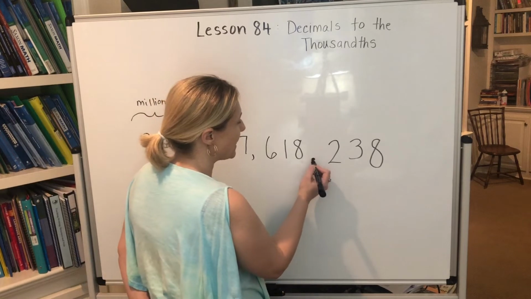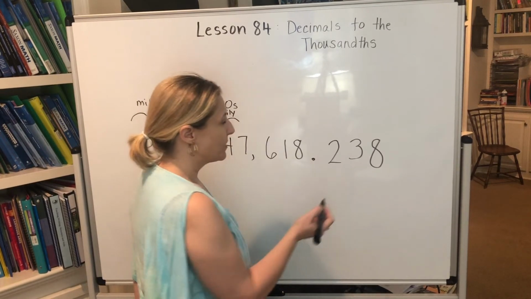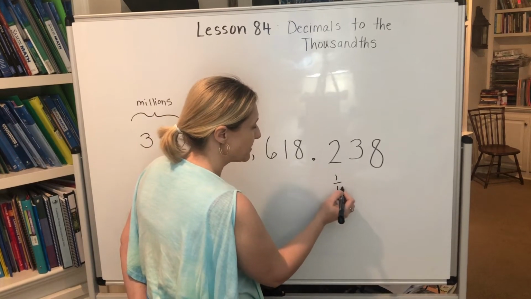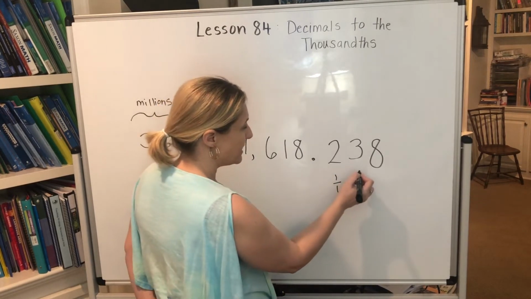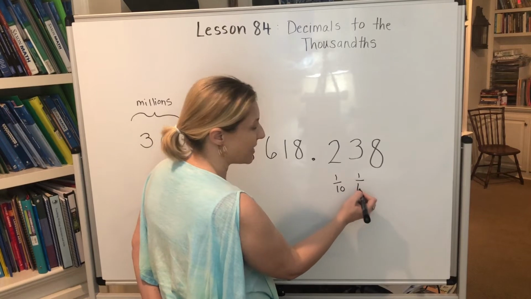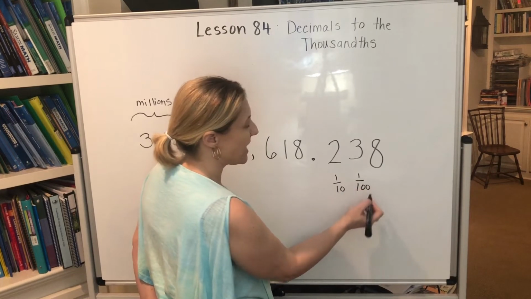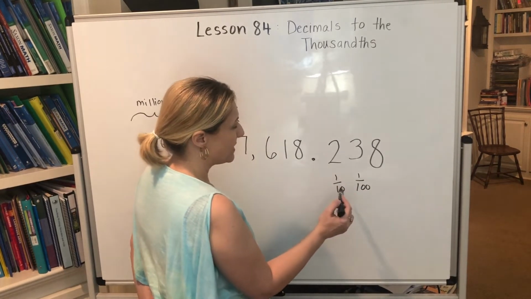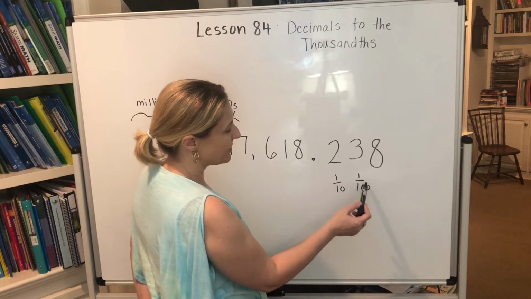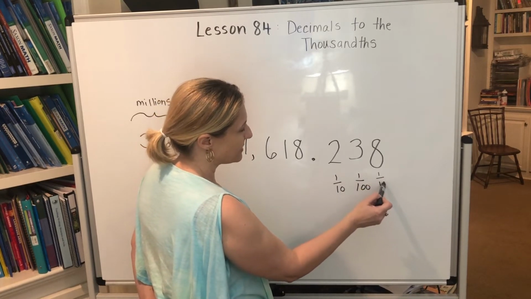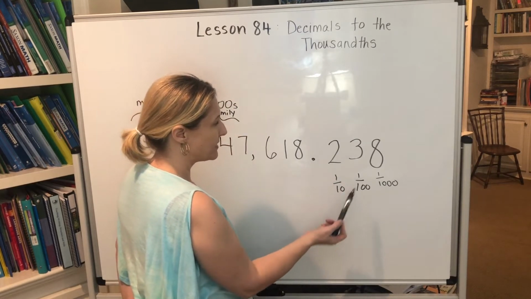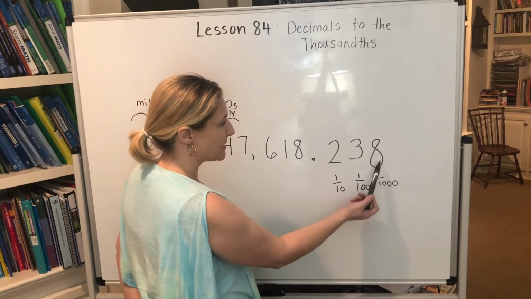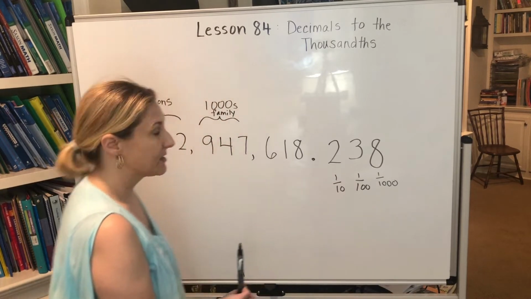Now, after the decimal, we have tenths. That's 1/10, so this would be equal to 2/10. This place value is called the hundredths. And remember, you have to put a TH on the end of it when you write it. So tenths, hundredths, and this is the thousandths place. So here we have 2/10, 3 hundredths, 8 thousandths, right?